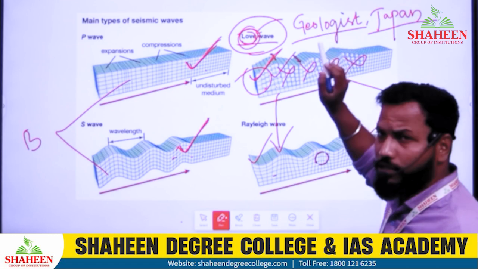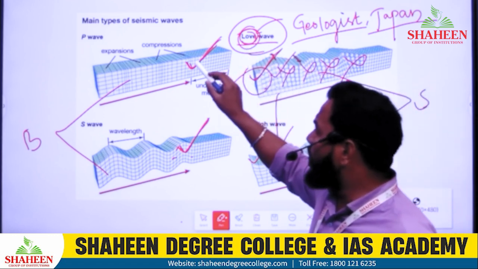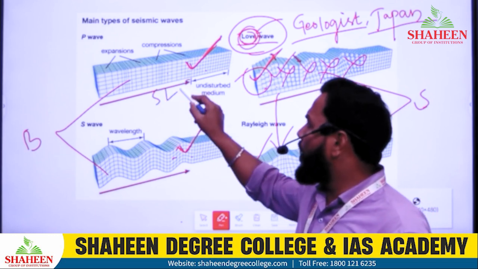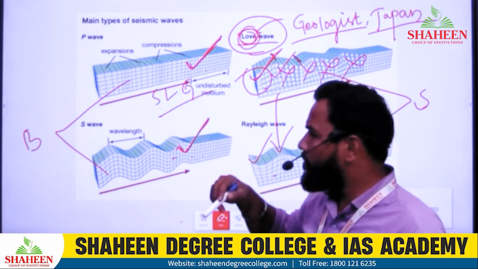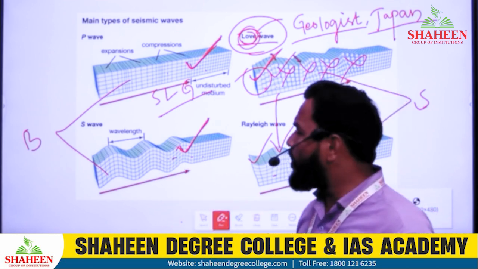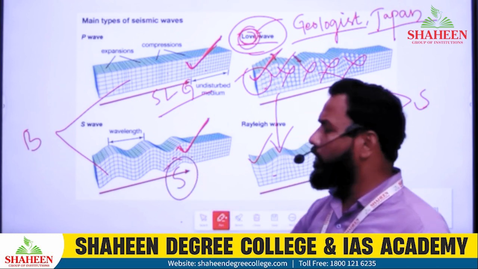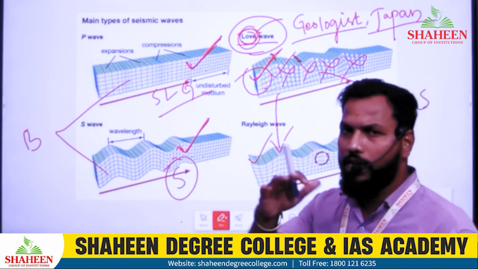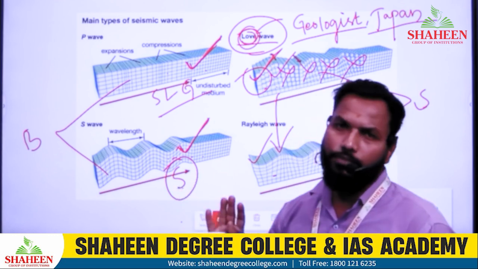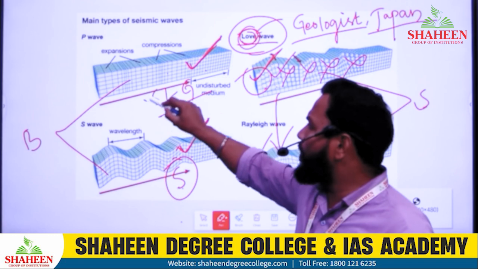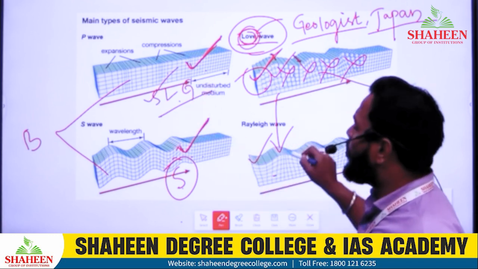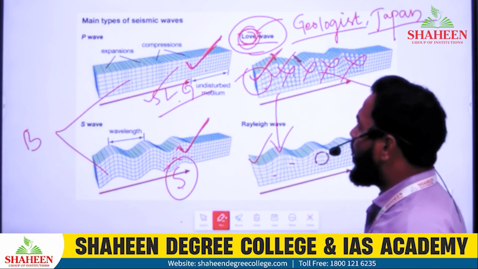The most dangerous is this, and this is less dangerous. Primary waves travel in solid, liquid, and gas, as I told you in my previous class. The secondary waves travel only in solid, not in liquid and gas, because we have liquid and gas inside the earth. So when it touches the liquid or gas, it stops. Whereas primary waves travel in all the mediums. Then these travel on the surface, as I told you. Okay, I hope it is clear.